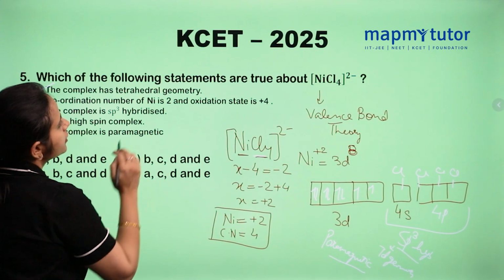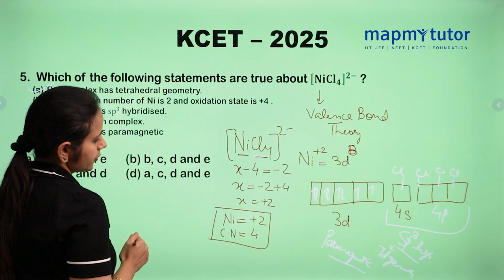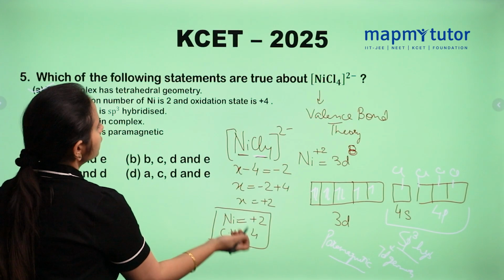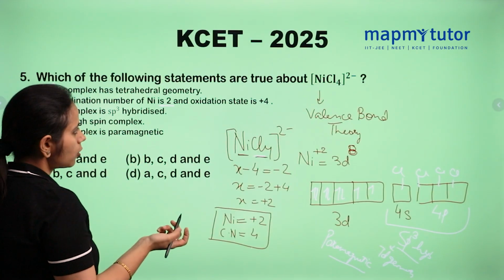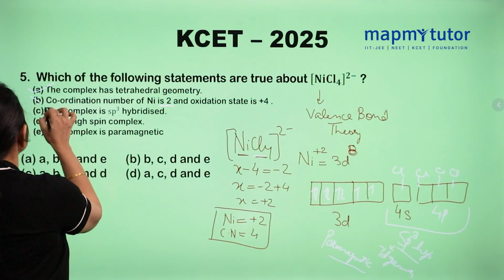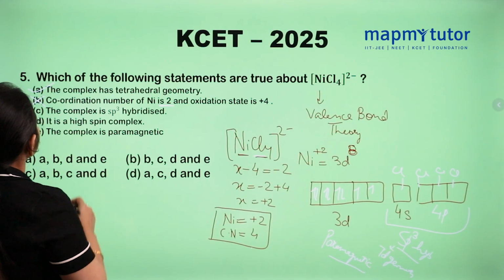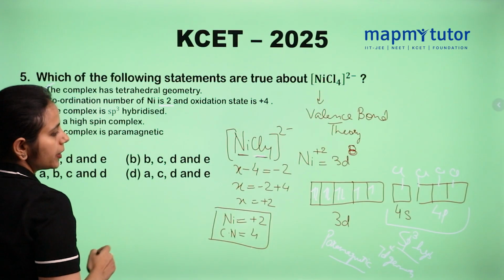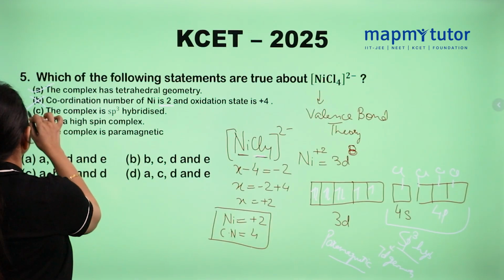Coordination number of nickel is 2 and oxidation state is +4. See, the coordination number is 4. He is saying 2. So this is wrong. Oxidation state is +4, but the oxidation state is +2. So this is a wrong option. Next, the complex is sp3 hybridized. That is also true. So this is right.